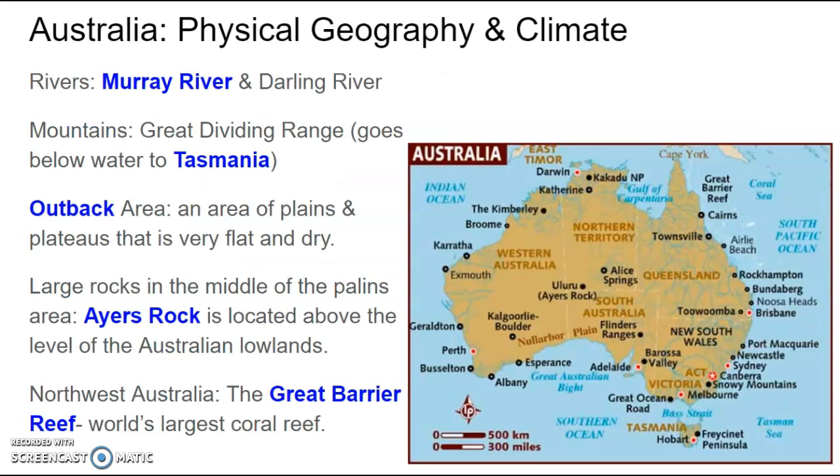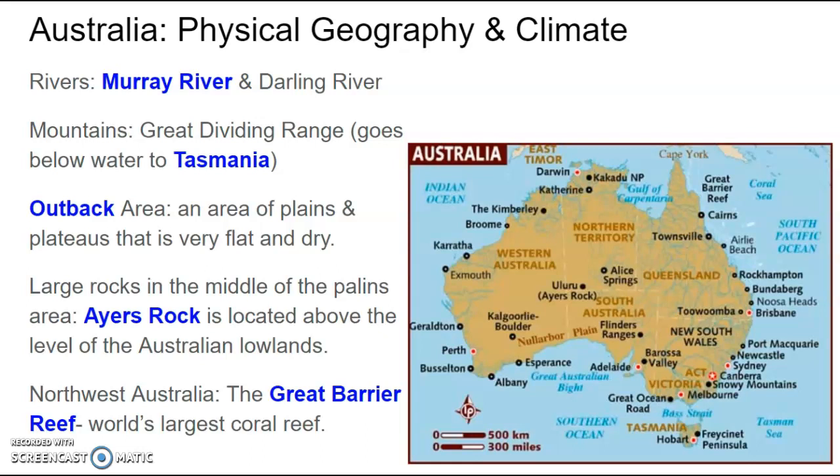When you look at physical geography and climate, in Australia, you've got two main rivers called the Murray River and Darling River. They have a large mountain plain called the Great Dividing Range, but it actually goes underwater to get to Tasmania, which is the island right to the south of Australia. They have another part called the Outback area, which is a very large area of plains and plateaus. It's very flat and it's very dry.